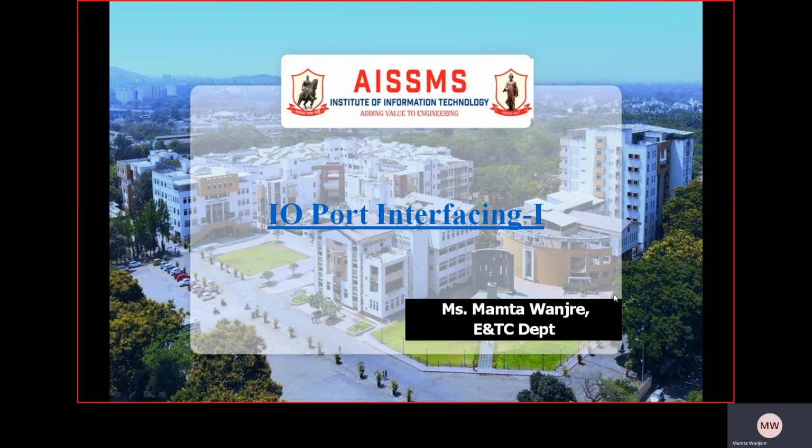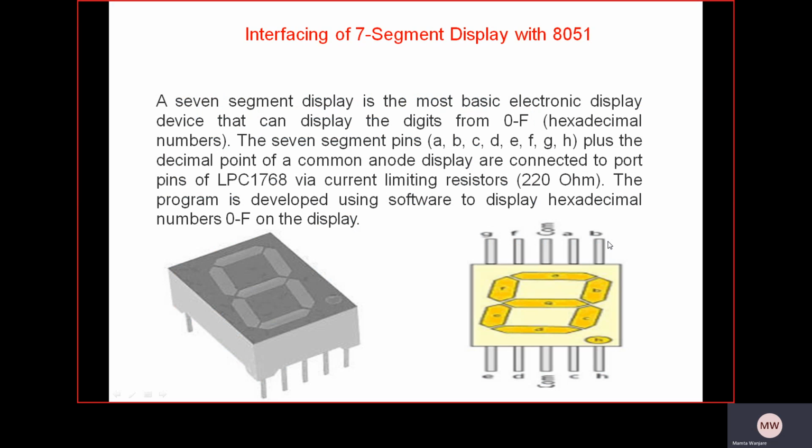Today we see the topic 7 segment interface with 8051 microcontroller. The basic 7 segment display has 10 pins. 8 pins are A, B, C, D, E, F, G, and H, which is the dot or decimal point. And the common terminal may be used for either common anode or common cathode. There are two types of 7 segment displays.